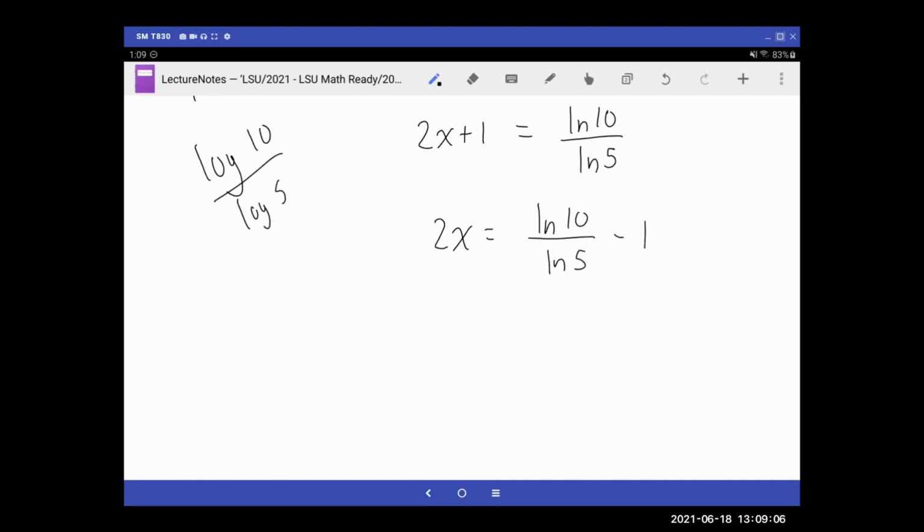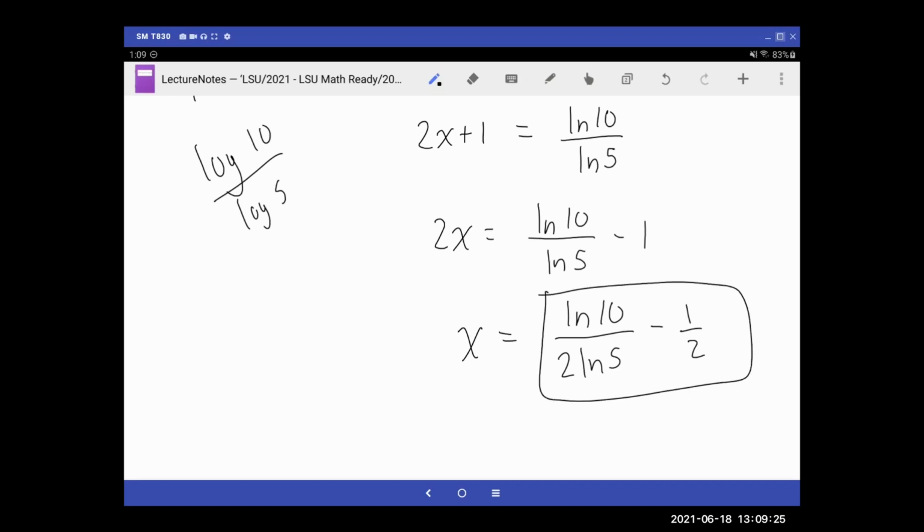And then I'm going to divide both sides by 2. When you divide a fraction by a number, it's the same thing as just putting that number in the denominator. Okay, so I'll do that. And then minus 1/2 there. So that'd be the exact value.